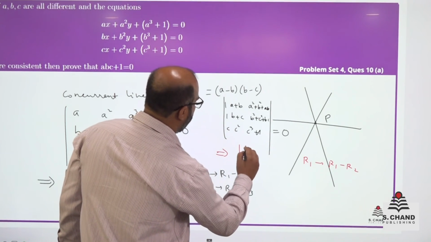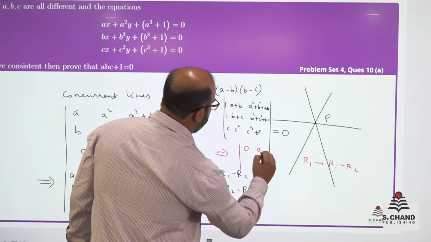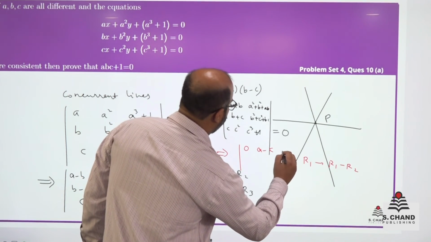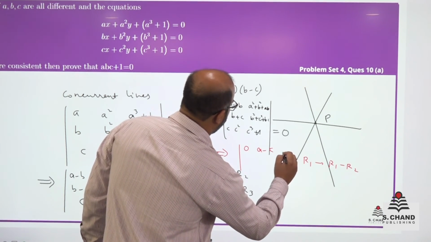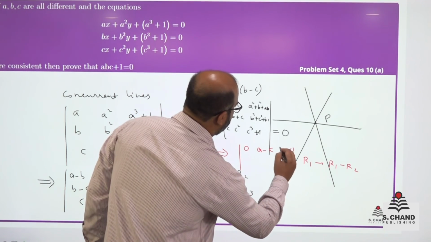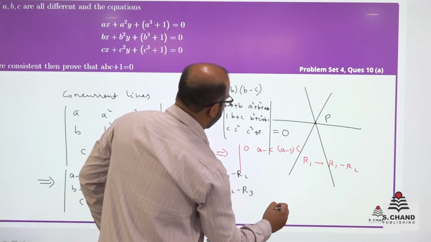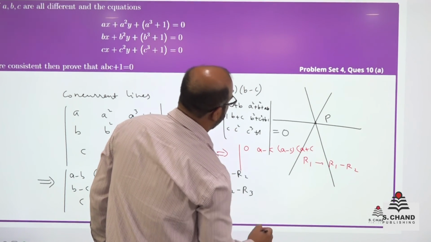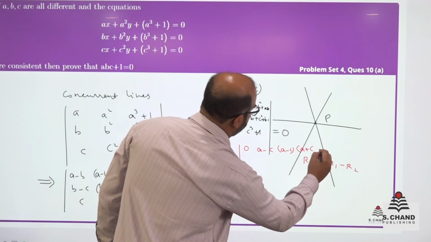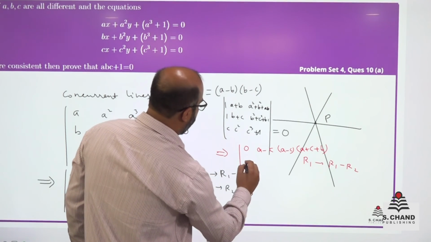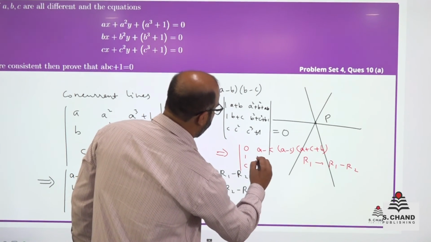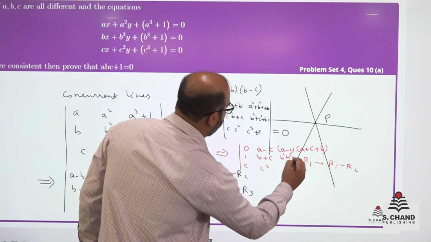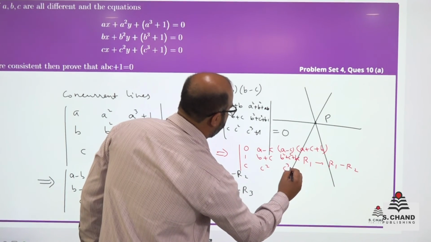So this will become 0, A minus C, and this will become B square cancel, A minus C into A plus C plus B, and here 1, C, C square, B plus C, and this is B square plus C square plus BC. This is C cube plus 1.